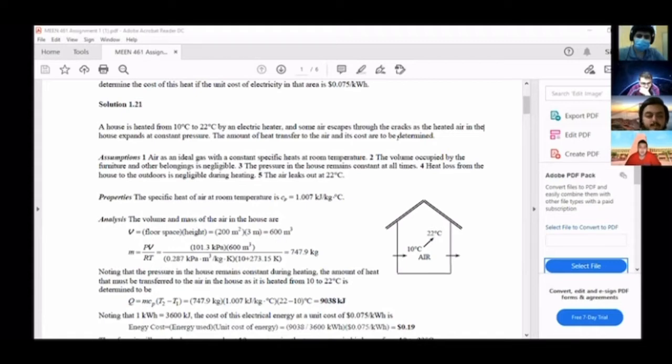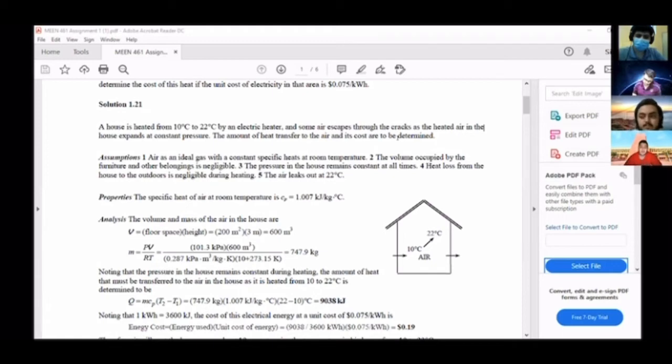Now, another assumption we're making is that the heat loss from the outdoors is also negligible during heating. And what that means is that we are not losing any heat during the heating process. So if we want to calculate the total energy generated by the heat, we shouldn't consider any losses.